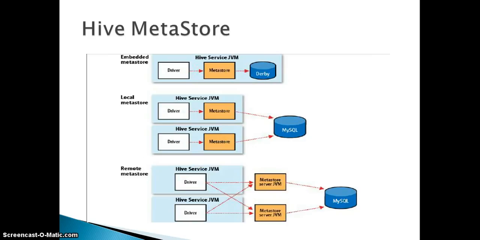There are three types of metastores in Hive. One is the embedded metastore, the second is the local metastore, and the third one is the remote metastore. Basically, what is this metastore? If you have something like 10 tables, each table will have some unique data. When I say data, it's nothing but a file stored in HDFS.